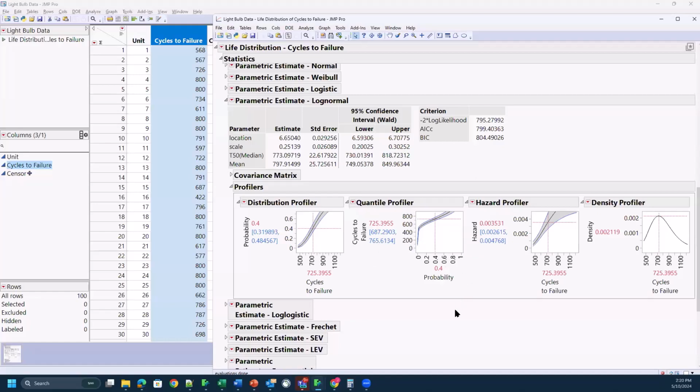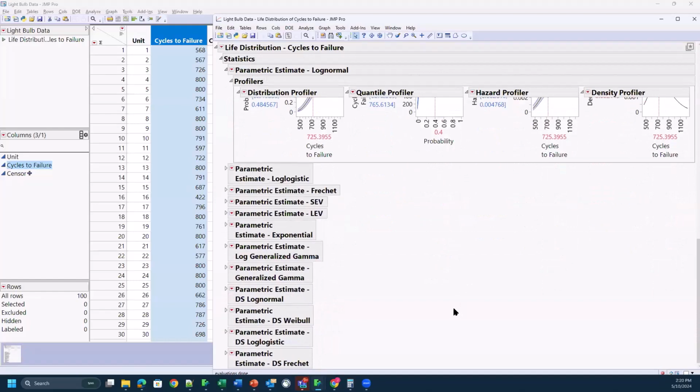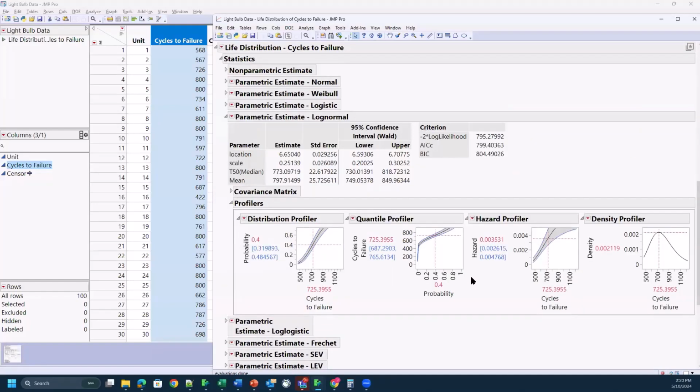All right, so that's a very brief overview of what happens in the life distribution platform.